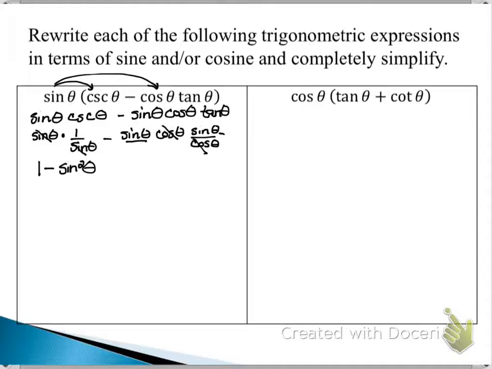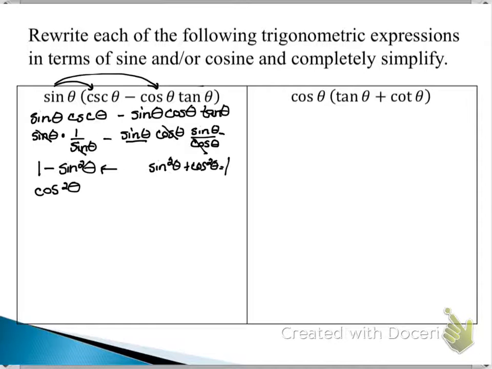Just as a reminder, sine squared theta plus cosine squared theta equals 1. And if I was to subtract sine squared theta, it goes right back to this. And so we have that this equals cosine squared theta.